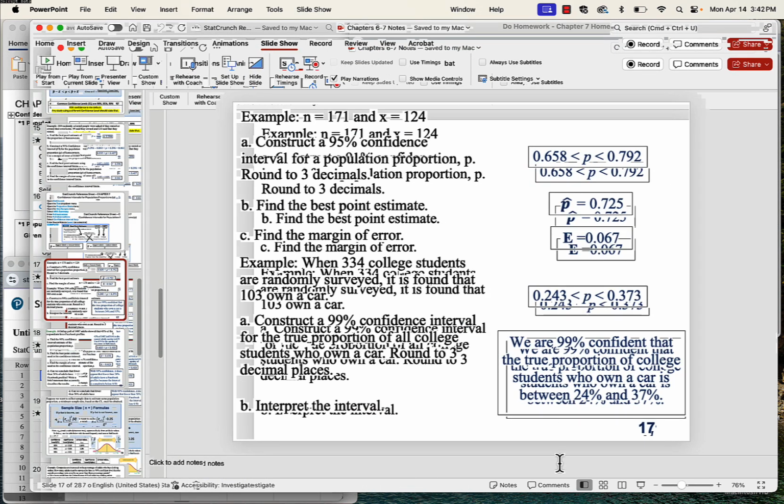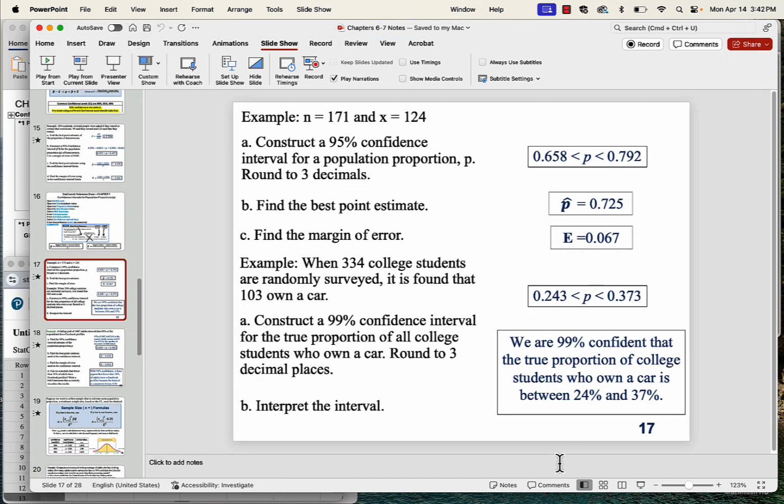Now remember, as statisticians, we have to make sure not to speak as the content experts. So when we speak, it's pretty scripted. It's important to do that to make sure we're not appearing to be the content experts, but rather we're the statisticians. So we talk like this for confidence intervals. Ready? We are, and then we state our confidence level. We are 99% confident that the true proportion of college students who own a car is between 24 and 37%. That's how we put our confidence interval into words.